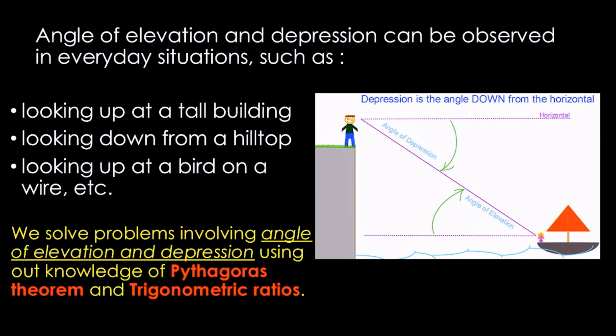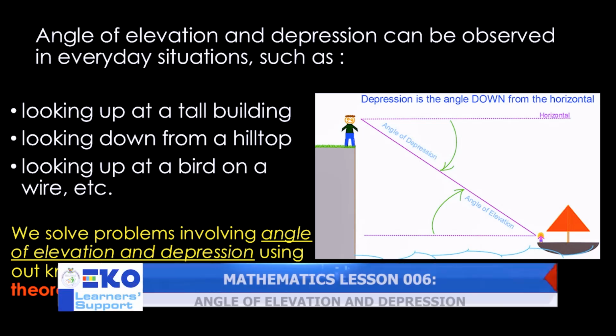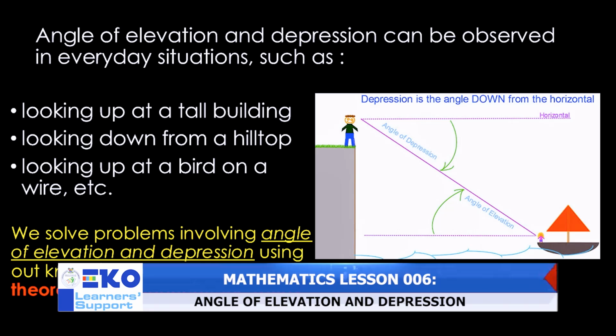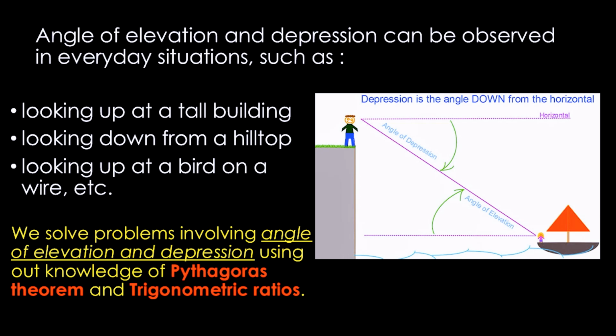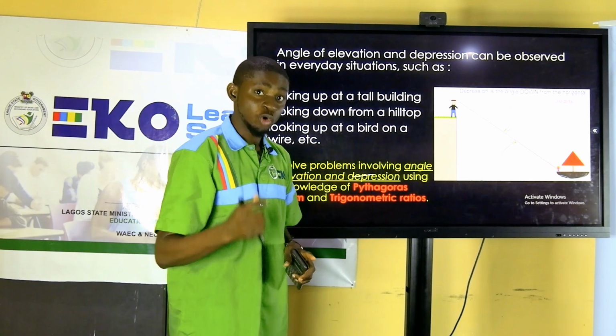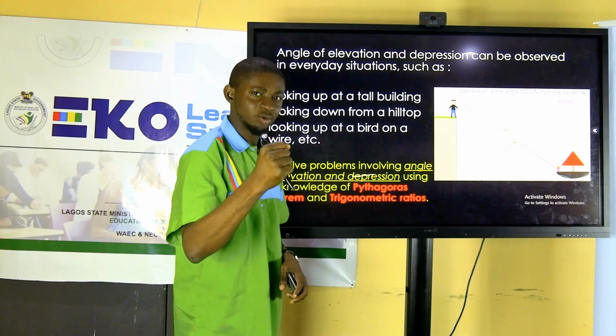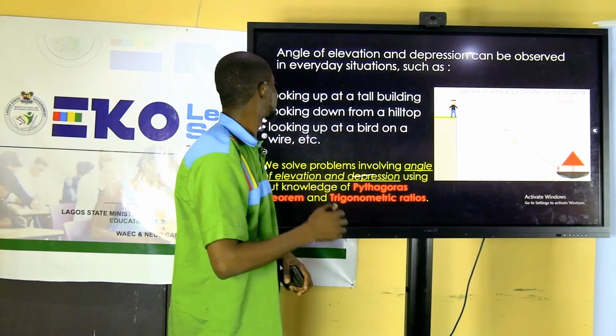Angles of elevation and depression can be expressed in our everyday situations, such as looking up at a tall building. When you look up at a tall building, elevation. Looking down from a hilltop. When you look down, depression. Looking up at a bird on a wire. So we solve problems involving angle of elevation and depression using knowledge of Pythagoras theorem and trigonometrical ratio. Those two methods are going to be our tools in this journey.